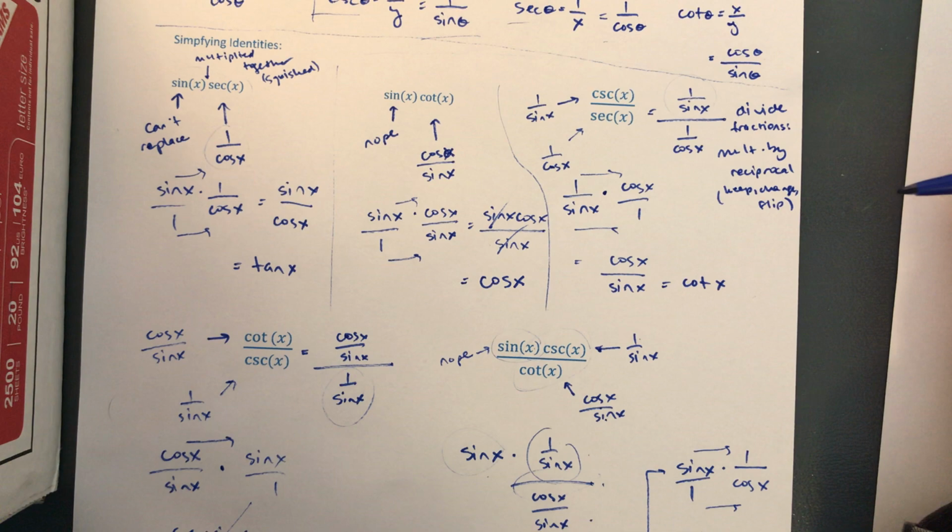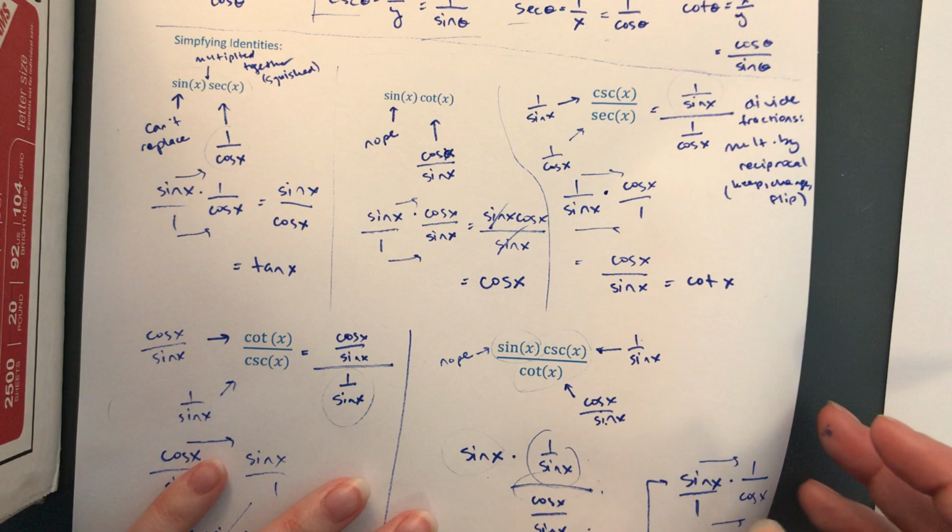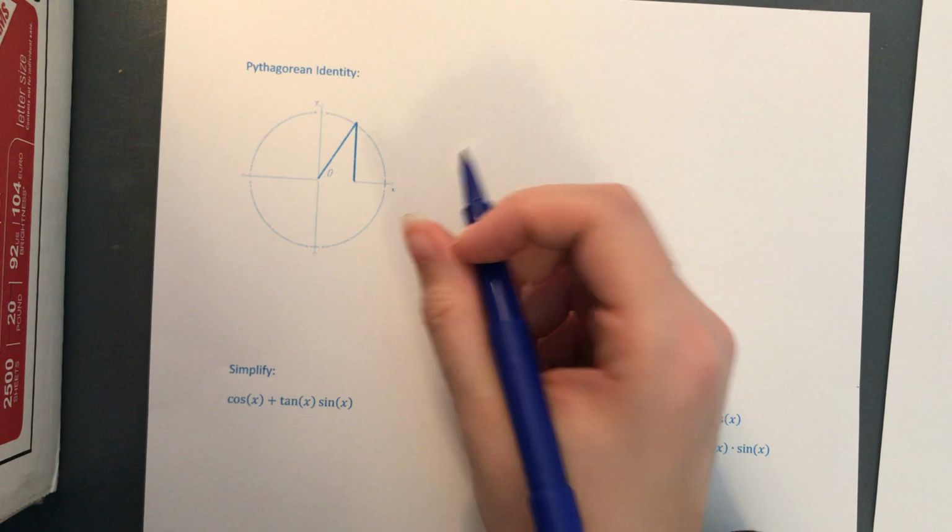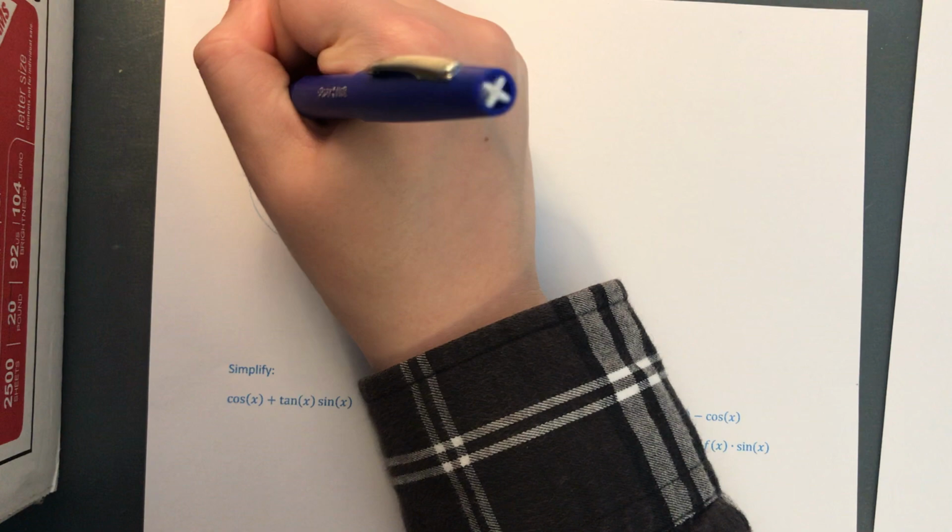All right, so next up, I'm going to introduce you to the last kind of identity that I'm going to teach you this year. So we're learning everything today, which is the Pythagorean identity. And I've got a unit circle actually drawn this time. So I'm going to label it. My printer doesn't work too well. So this is a unit circle.